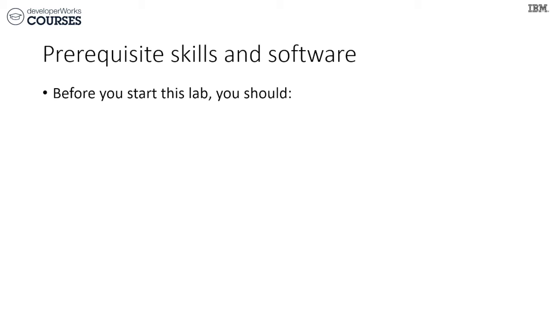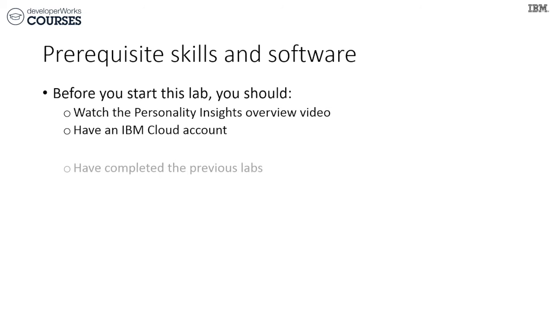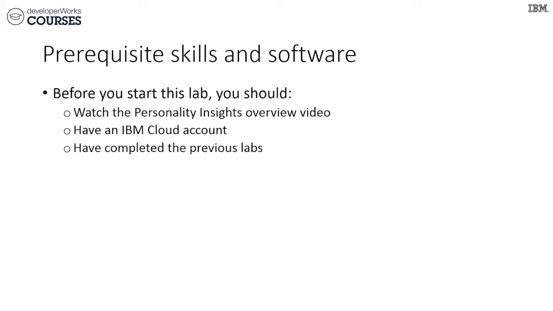And so there are a few prerequisites before you get into the lab. First, make sure you watch the Personality Insights overview video so you get an idea of what the service does and how it can be used. Next, you need an IBM Cloud account, of course, since we're going to be using this on the platform and deploying your application there as well. And then also make sure you've completed the previous labs, since the application is building on top of what you built previously.